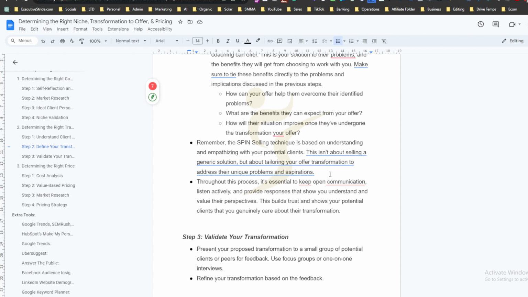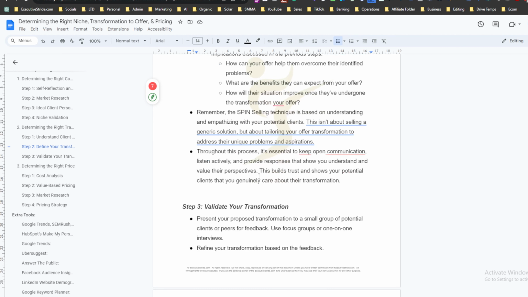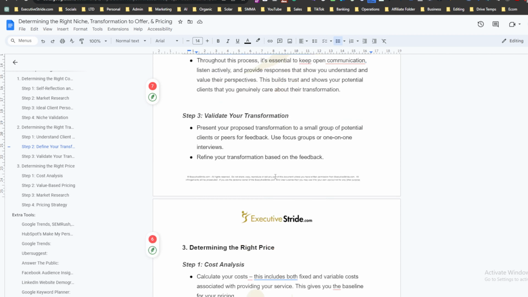And we have a very, very in-depth and thorough sales training module and section. So in terms of all that stuff, once you get to that section, you're gonna become a veteran. Once you really digest that, internalize it, start implementing it and see the results, we get way more in depth. Anyways, throughout this process, it's essential to keep open communication, listen actively, and provide responses to show that you understand and value their perspectives. This builds trust and shows your potential clients that you genuinely care about their transformation.